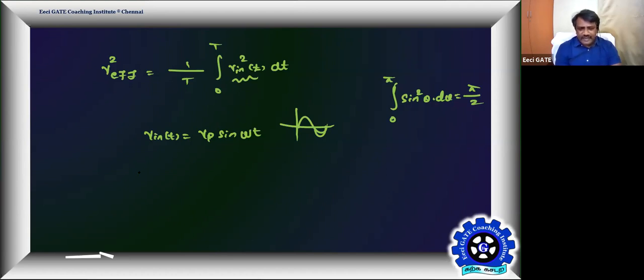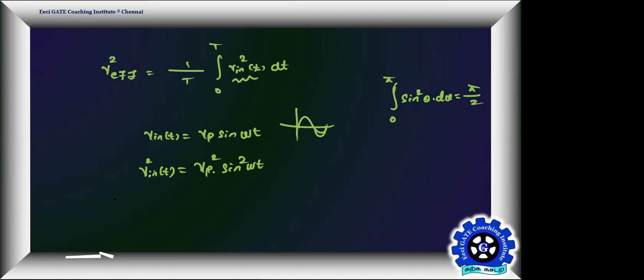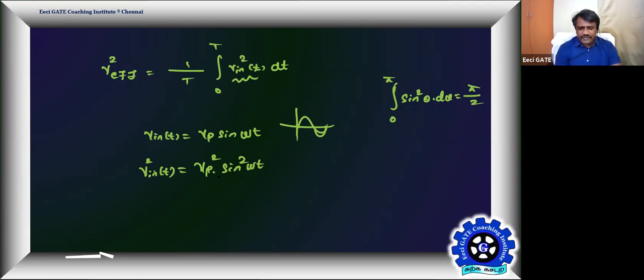If you square this, tell me what is v in square of t? V in square of t is going to become Vp square into sine square omega t. Agree everyone? All of you getting? Okay, if that is the case, Vp square sine square theta is going to be periodic with respect to what? Pi itself. Yes or no?